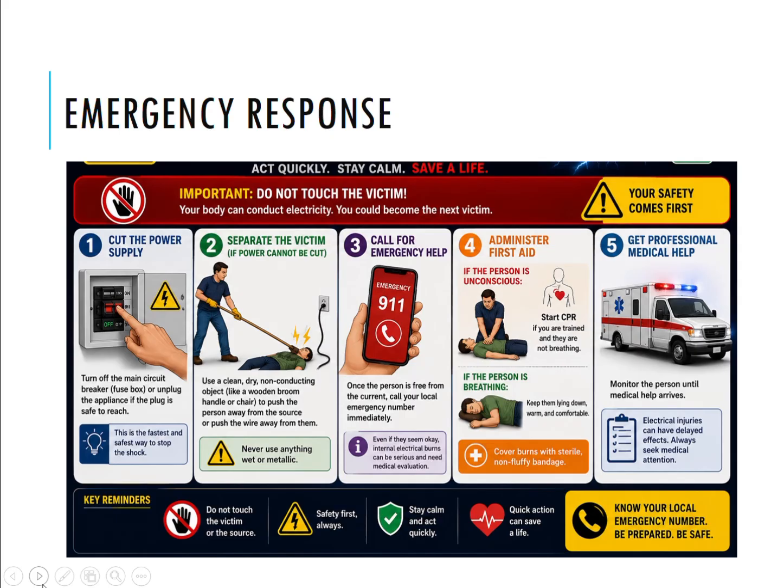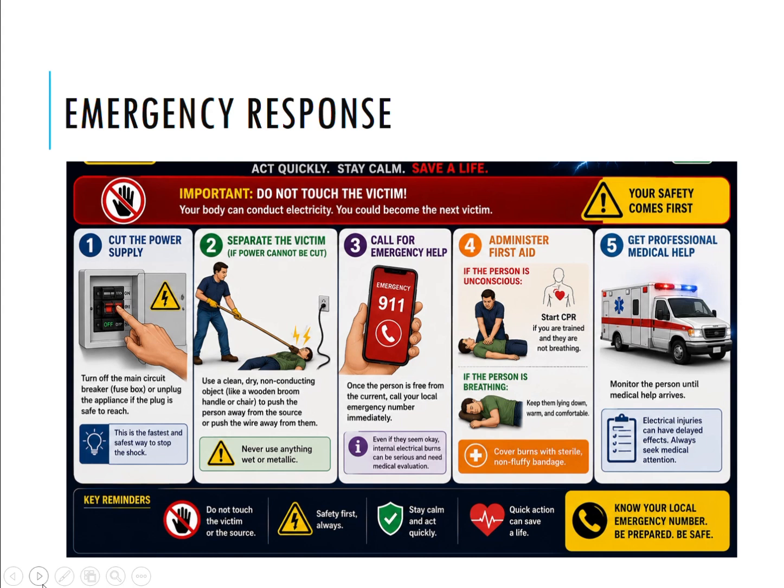You remember when we talked about electric shock in one of the previous slides, we mentioned that while you are shocked, your muscles contract, making it difficult for you to let go. So in this case, you need to use a clean, dry, non-conducting object like a wooden broom or a chair to push the person away from the source, or push the wire away from them. Or if they are touching a device, maybe a refrigerator or a TV, and they get shocked, if it is accessible and safe, you can turn off that device, like unplug it, and it's going to stop the electric shock on that person.